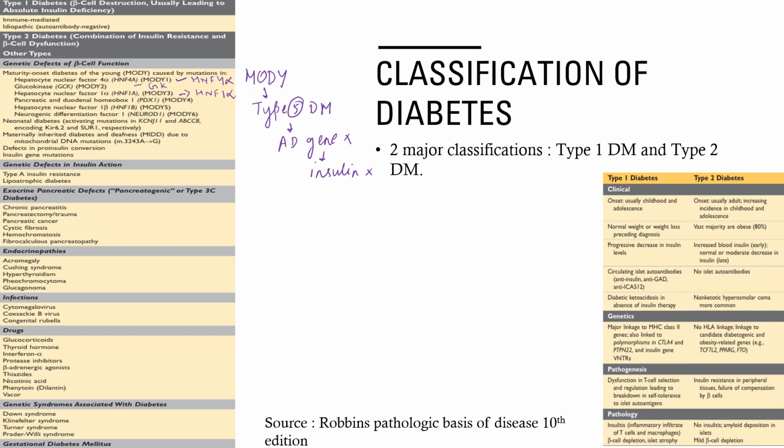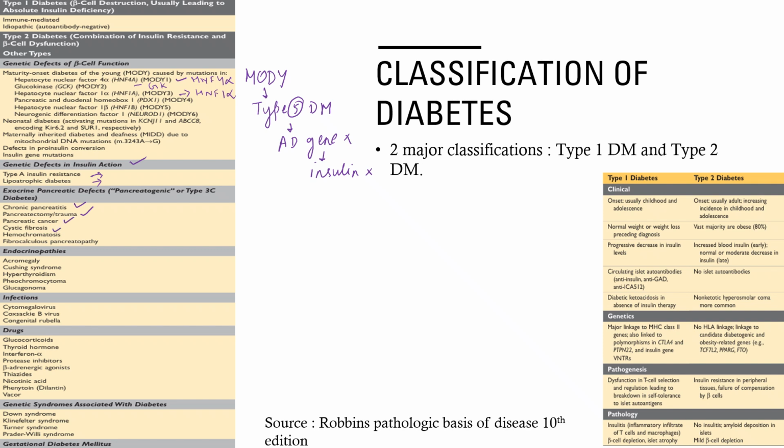There is also neonatal diabetes mellitus, maternally inherited diabetes and deafness, defects in proinsulin conversion and insulin gene mutation. There are also genetic defects which lead to defective insulin action, like type A insulin resistance and lipoatrophic diabetes. There are defects in the exocrine pancreas due to chronic pancreatitis, any sort of trauma to the pancreas, pancreatectomy or removal of the pancreas, pancreatic cancer, and cystic fibrosis.